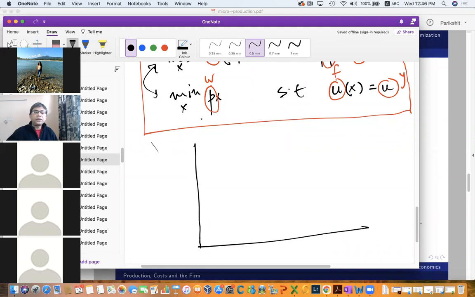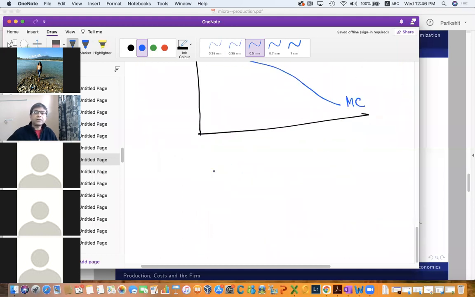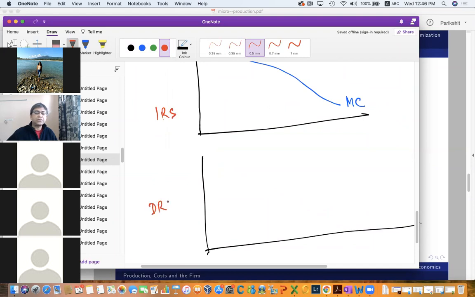If you have decreasing returns to scale, that means our marginal cost function is downward sloping. Sorry, IRS means it's downward sloping. Let me also draw the picture. So this is for increasing returns to scale. This is for decreasing returns to scale. For decreasing returns, we have a positively sloped marginal cost curve.